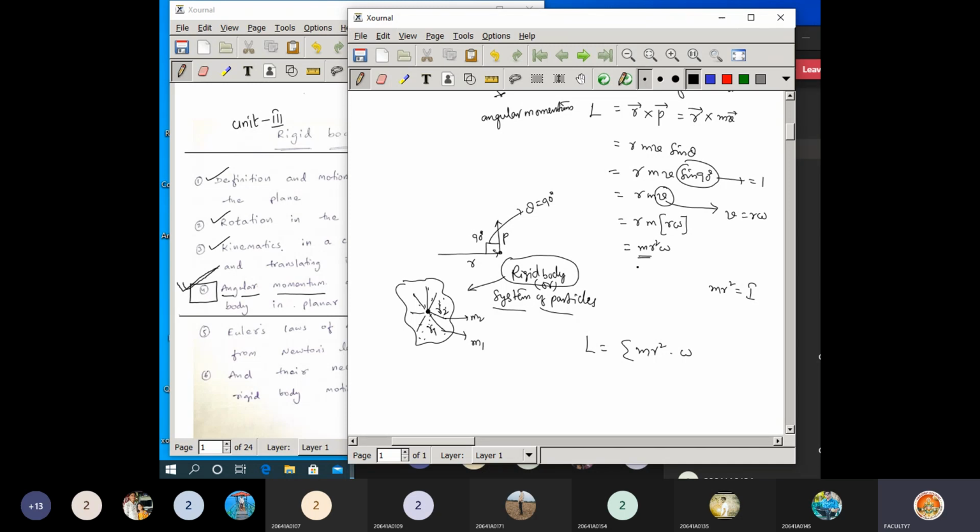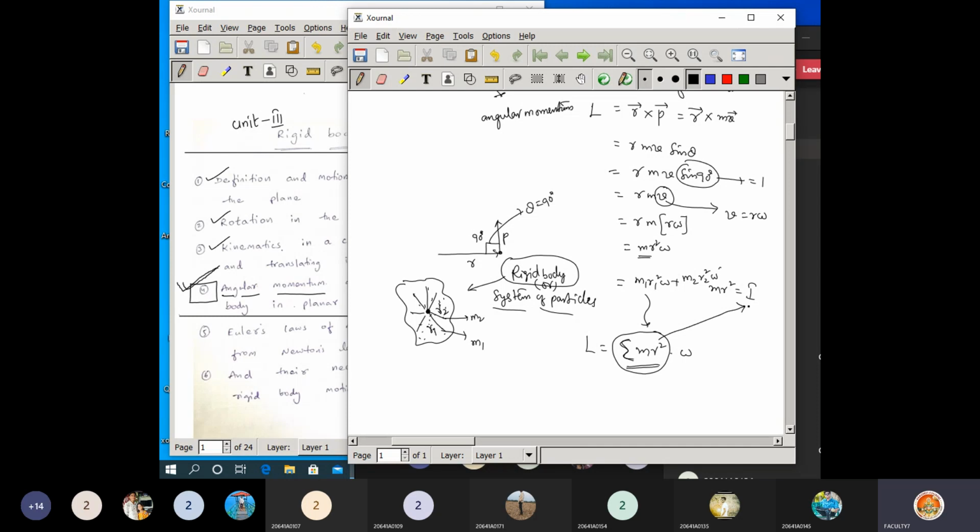Large number of particles means, if you are considering only two particles, you will get m1 r1 square omega. For the second particle, m2 r2 square omega. Okay. So similar to that, you are going to get the summation here. Instead of adding all those things, we are getting the expression in terms of summation here. Now you will replace this factor as I.